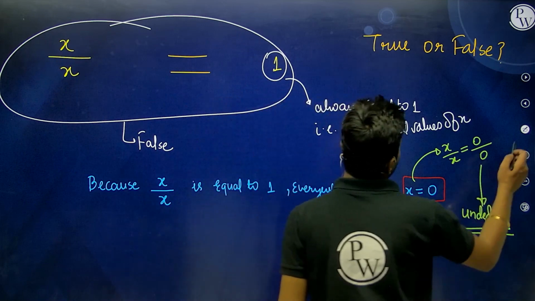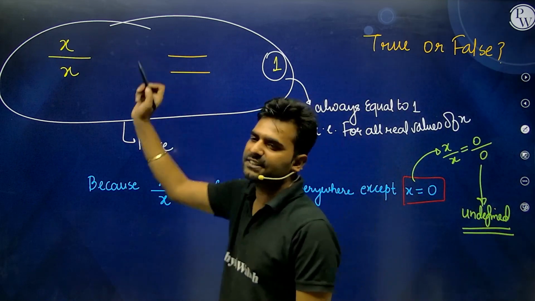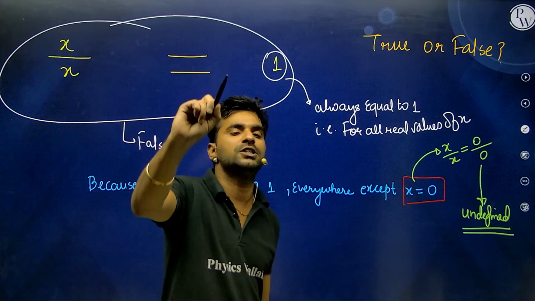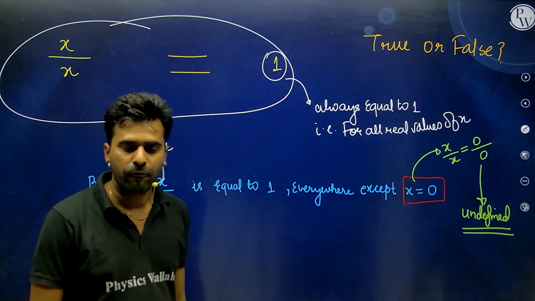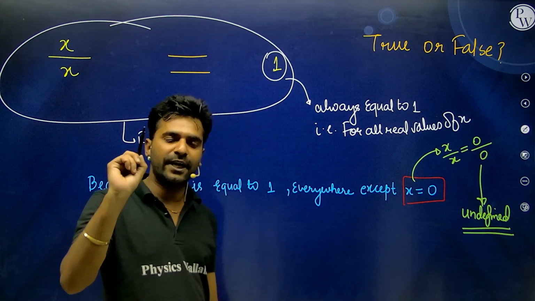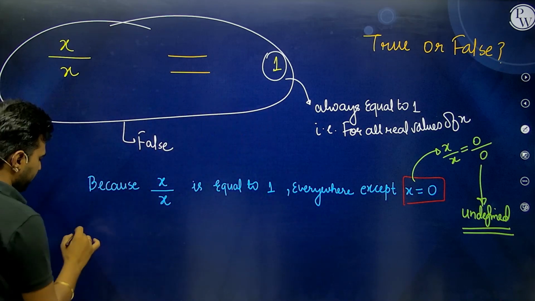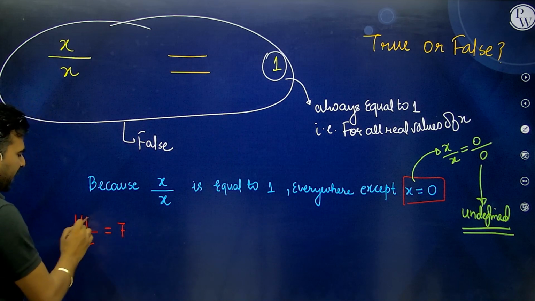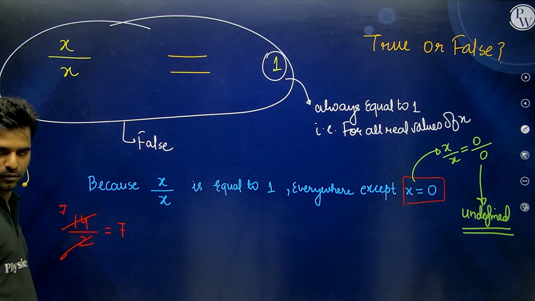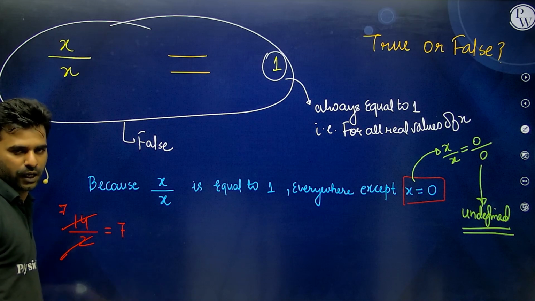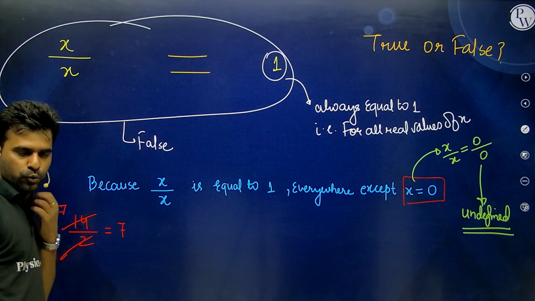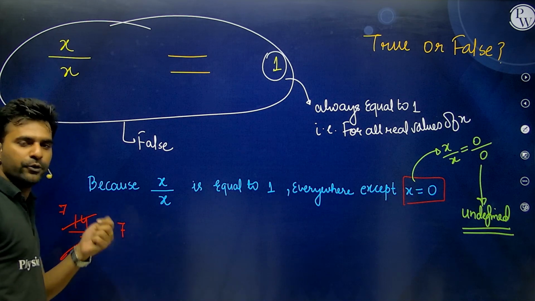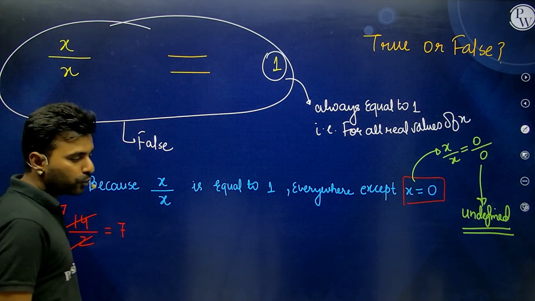Now, a lot of guys say, sir, I have cancelled out this x and x. But you can cancel out only when that thing is non-zero. When that thing is non-zero, then only you can cancel it. Just say 14 by 2, you can definitely write down 7. Why? Because when you are cancelling it, 2 is a non-zero number. So no issues. Are you getting my point? Because 2 is a non-zero number, that's why you can cancel it. But if it is a 0, then you cannot cancel it.